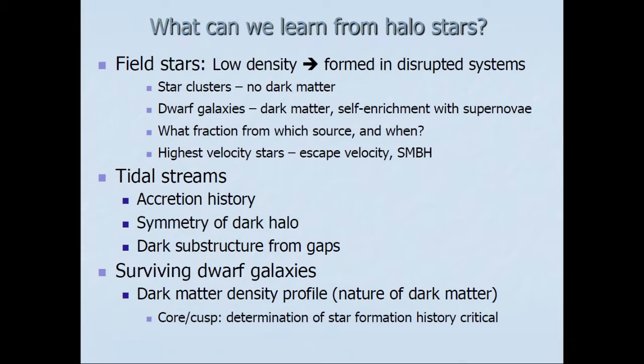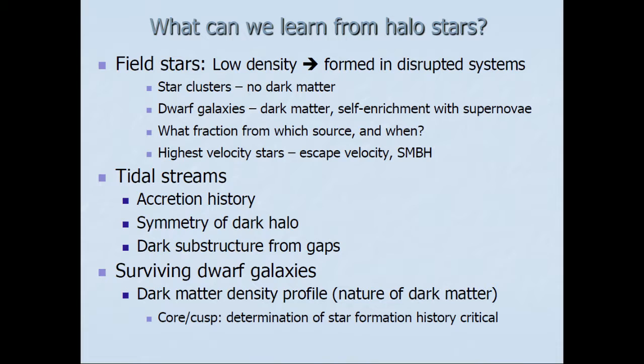What can we learn from the halo stars? Well, again, the first paper I read really pointing out that because the field halo stars are at very low density, they probably didn't form that way, but formed in disrupted systems, was by Jerry Ostriker. So they formed most plausibly in disrupted systems. Indeed, we think that most star formation happens in clusters, some of which become unbound very quickly.